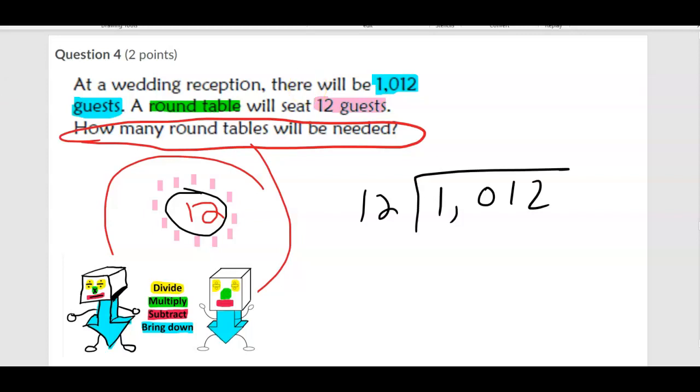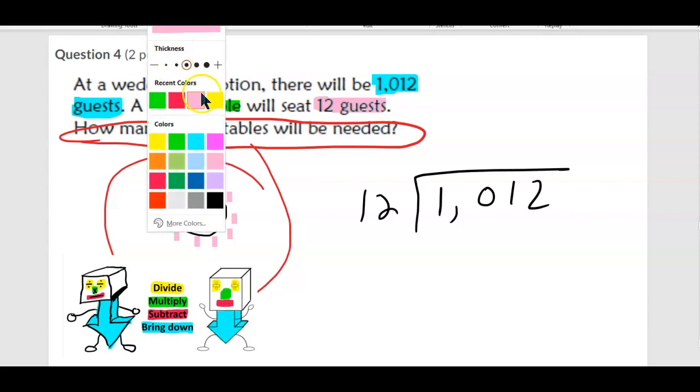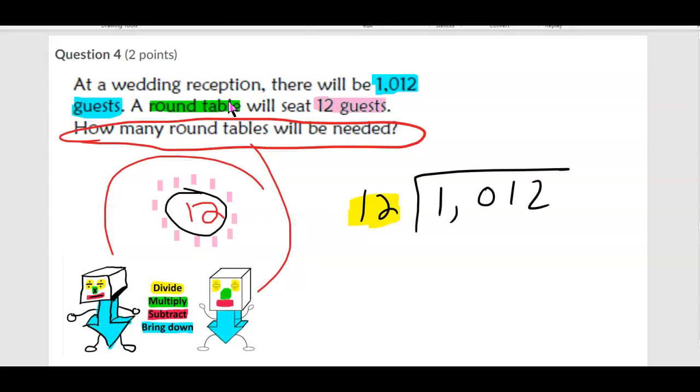Okay, here we go. So 12. We're going to divide 12 into that big number. Well, how many times does 12 go into 1? We can't fit a 12 inside a 1. See, we're dividing, by the way. Let's extend our place value to 10.